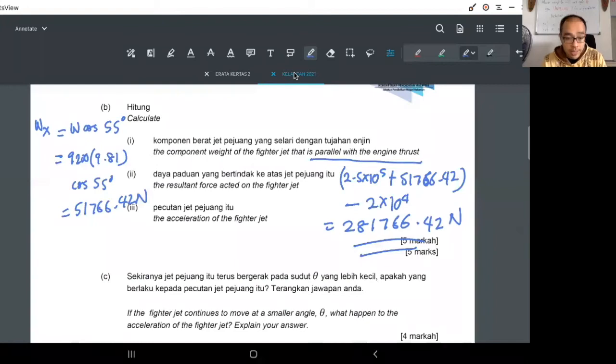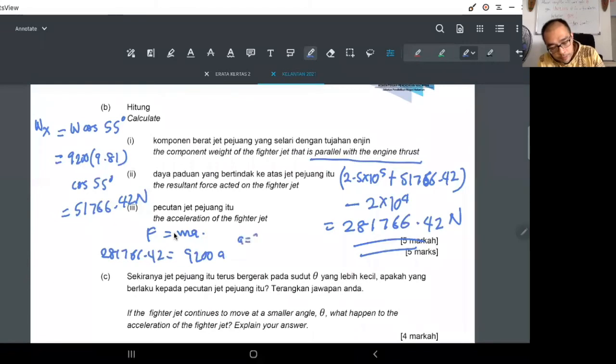Then you can use Newton's second law. F equals ma. The F is 281,766.42 equals 9,200 times a, and you can find the acceleration of the fighter jet, which will give you about 30.63 meters per second squared.